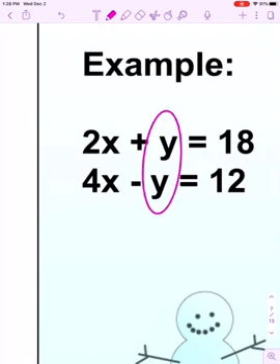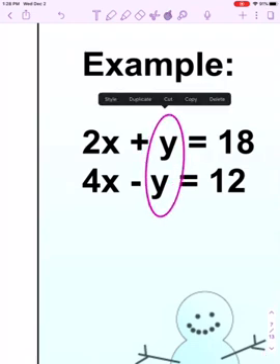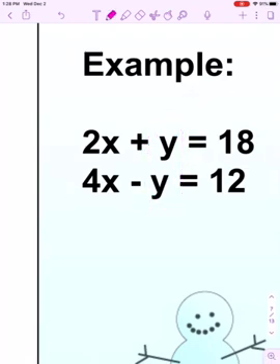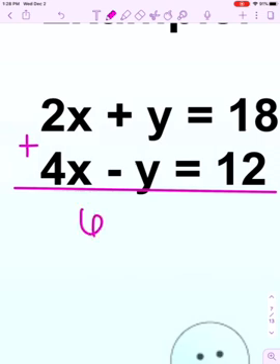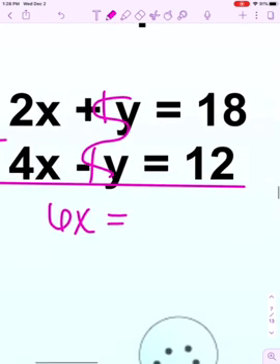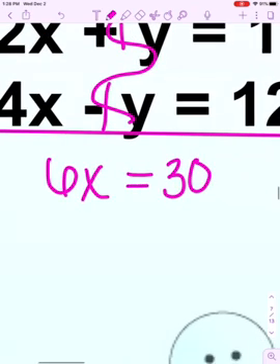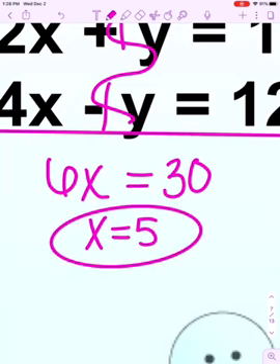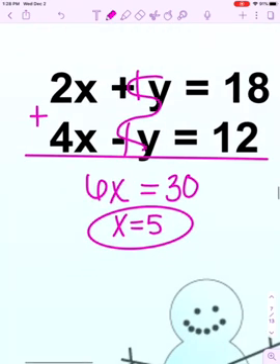We see right off the bat that we have y's that match. They're both 1y. They also have opposite signs, so since the y's match, we can just add these straight down. 2x plus 4x is 6x. 1y plus -1y is no more y's. All gone, they eliminated. Equals 18 plus 12 gives us 30. And now it's super simple. Just divide by 6. 30 divided by 6 is 5.